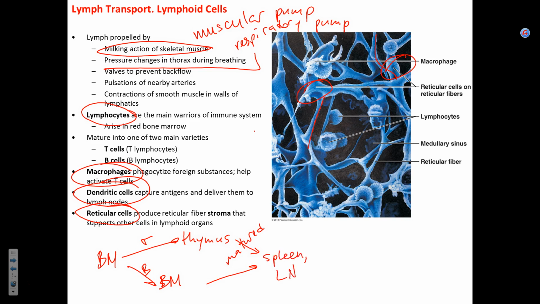And what do they do in spleen and lymph nodes? What do they wait for? Exposure to the antigen, the pathogen, right? That makes sense. Okay? B cells can experience direct exposure. T cells have to be presented with antigen, and that's why we need dendritic cells there. Does that make sense?